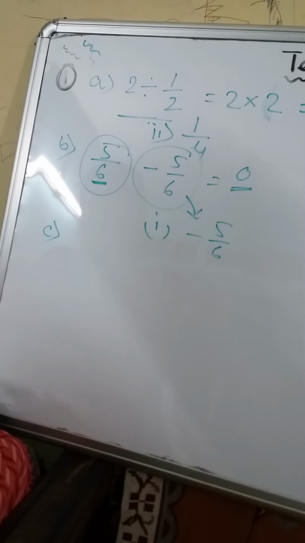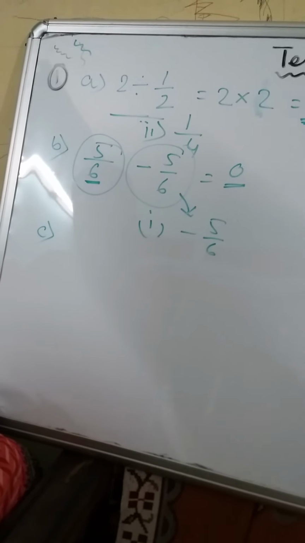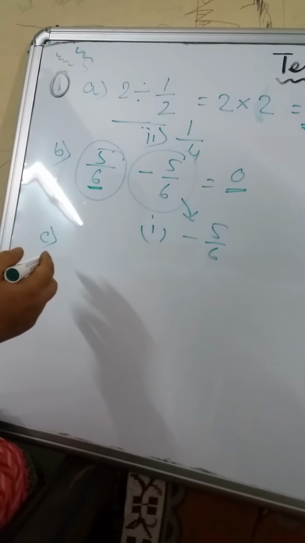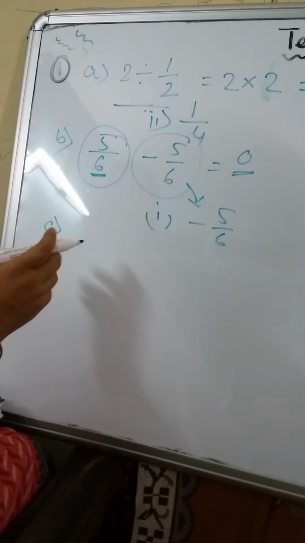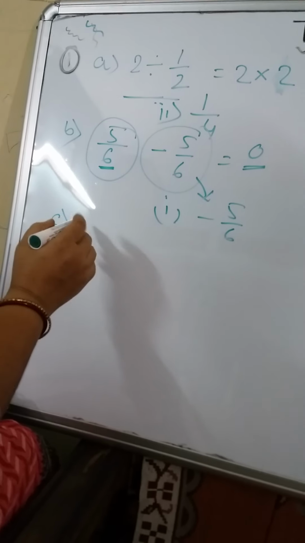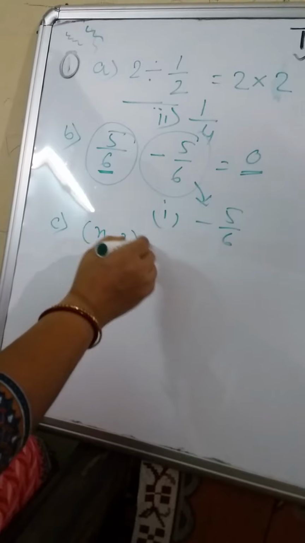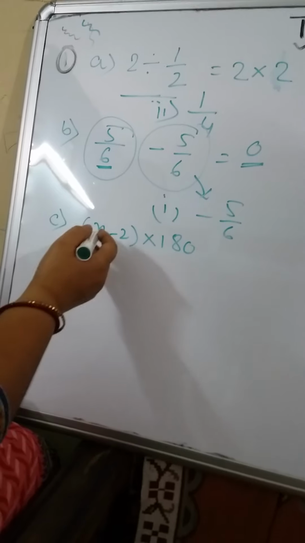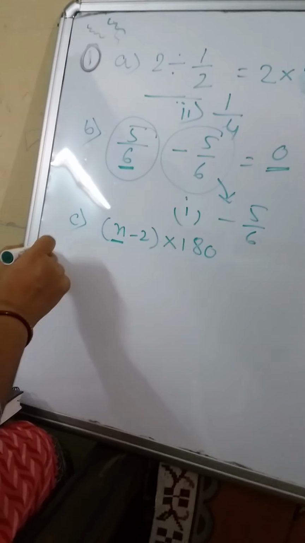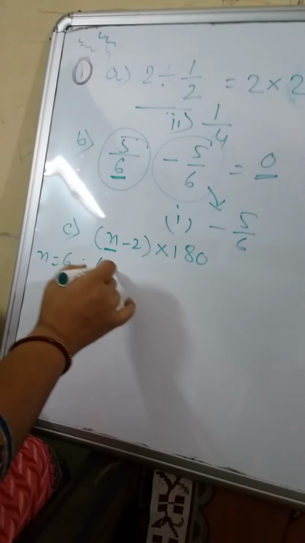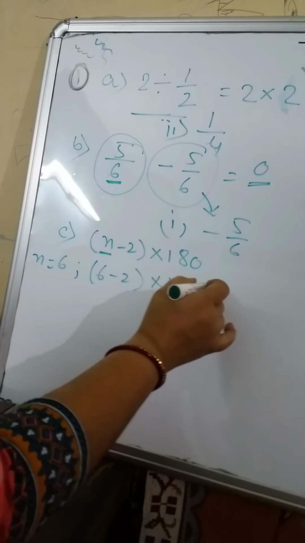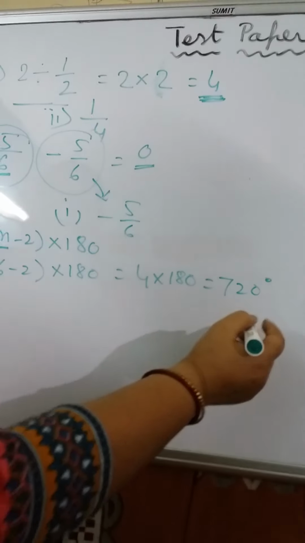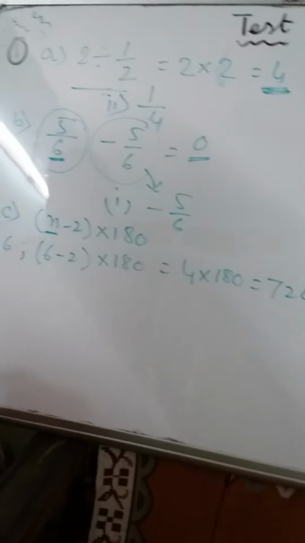Next is question number C, sum of all the interior angles of a hexagon. We have learned the formula for the sum of interior angles. The formula is (n minus 2) into 180, where n is the number of sides of a polygon. Here it is a hexagon, so n equals 6. So it will be (6 minus 2) into 180, that is 4 into 180, which is 720 degrees. Option number 4 is your answer.